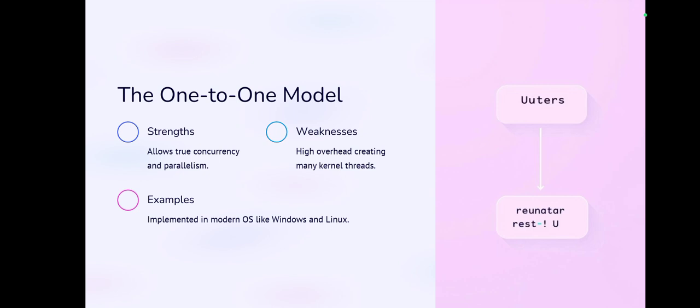The disadvantages of the one to one model are more overhead due to kernel involvement, and a limited number of threads due to system constraints. The examples are Windows and Linux. The strength of the one to one model is that it allows true concurrency and parallelism. The weakness is the high overhead of creating many kernel threads.